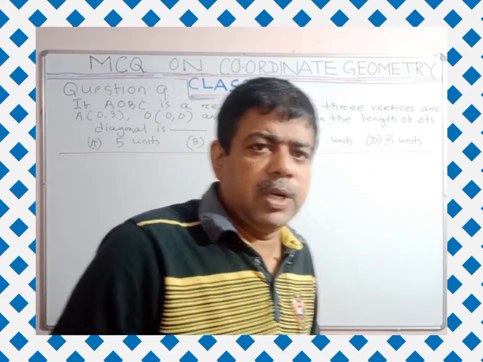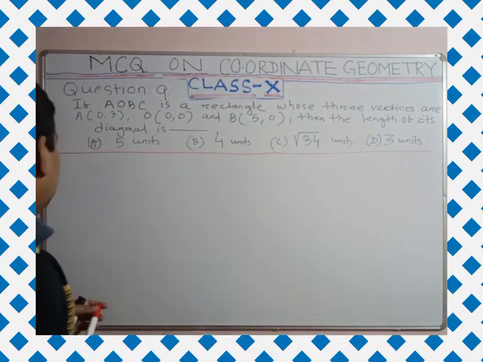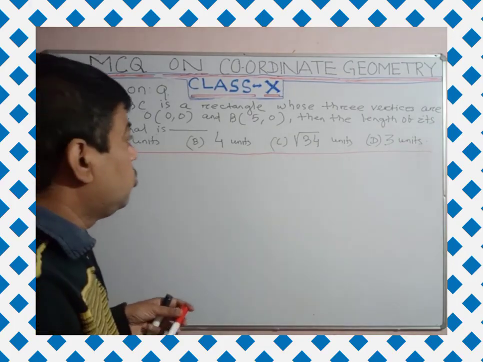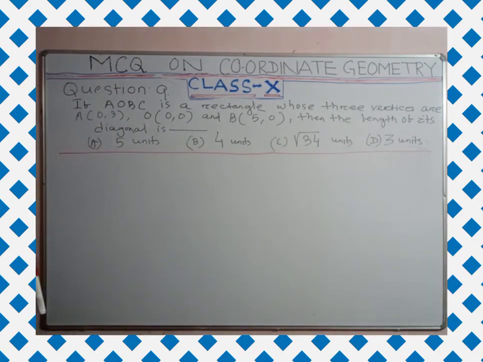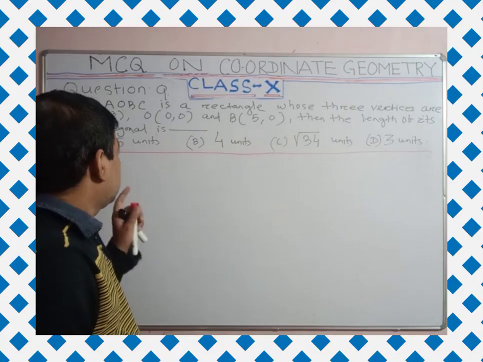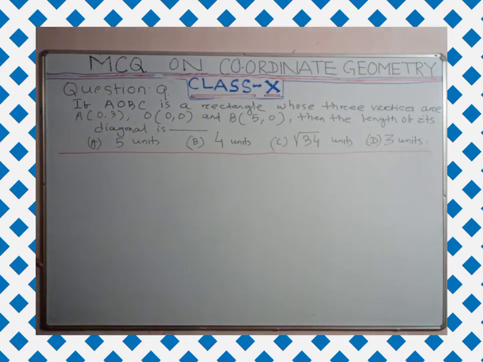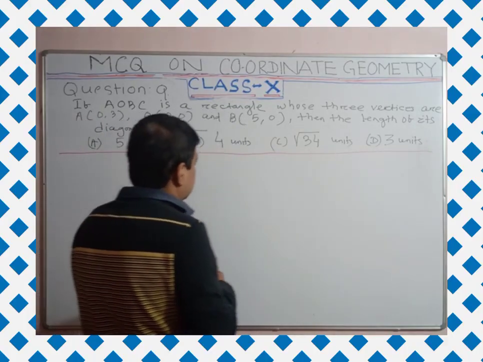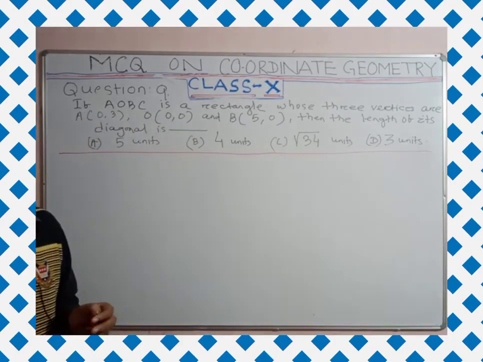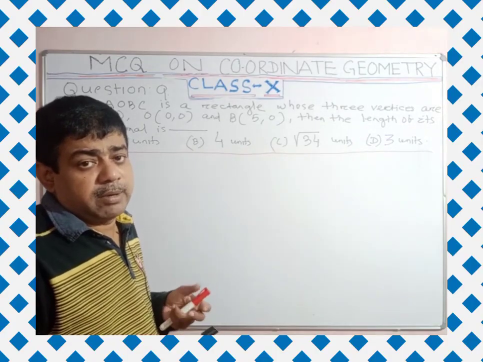So here question number 9 I am going to discuss for you. The question is that if AOBC is a rectangle whose three vertices are A with coordinate (0, 3), O with coordinate (0, 0), and B with coordinate (5, 0), then the length of its diagonal is: option A is 5 units, option B is 4 units, option C is root 34 units, and option D is 3 units. Here AOBC is a rectangle with three coordinates given, and you will find the length of the diagonal of the rectangle.